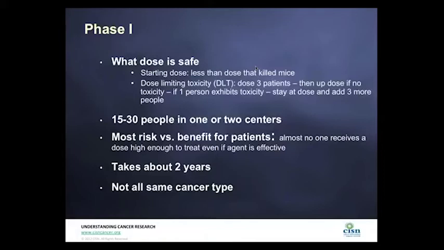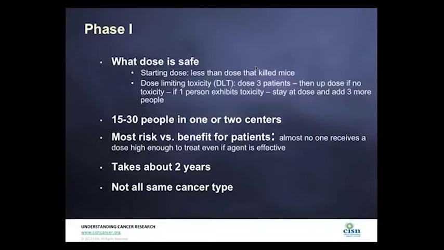So before you go into people, you take that number that started killing mice, and you go a little bit lower, and you start giving it to people. And it's called dose-limiting toxicity. You have to start somewhere. You have to find out how much drug you can give before you hurt somebody. And that's why phase one is a very risky phase clinical trial to be in.